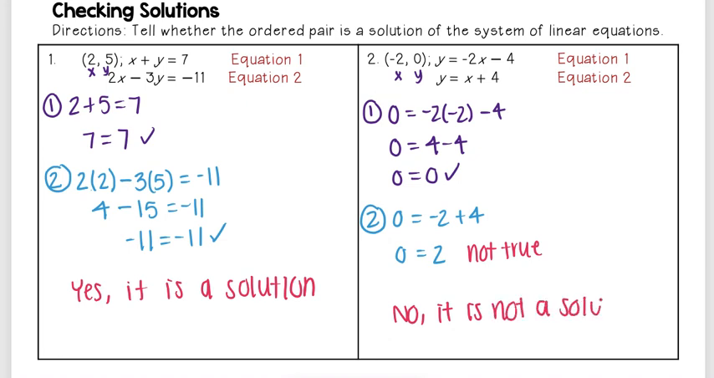So in order for a point to be a solution, it has to satisfy both equations. If it doesn't satisfy even one of them, it is not a solution.